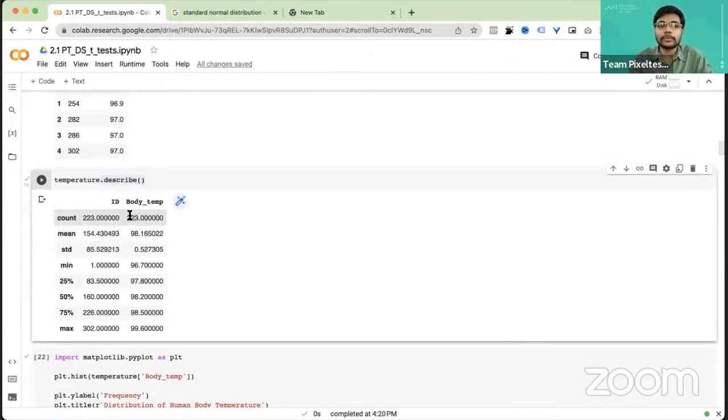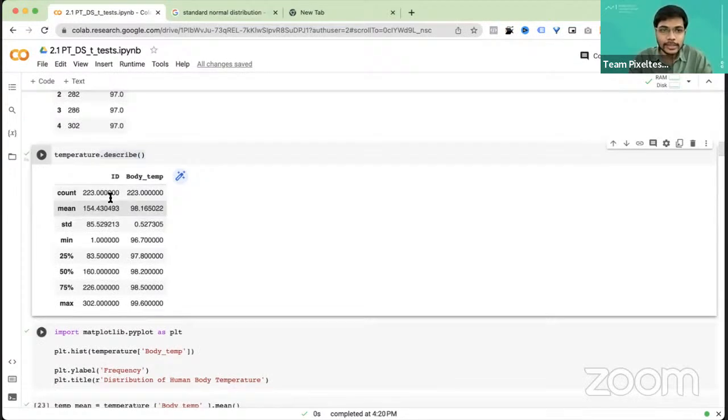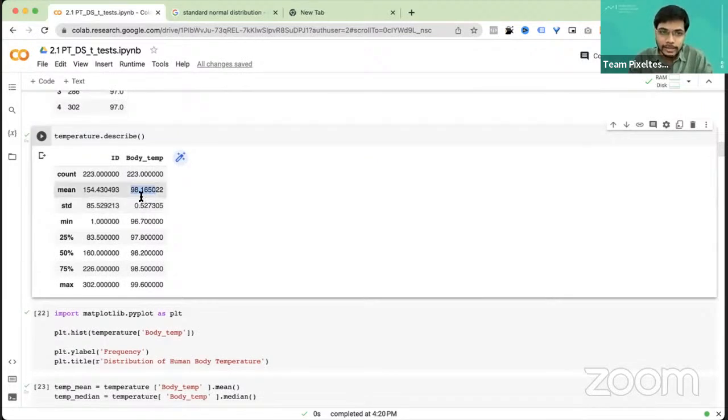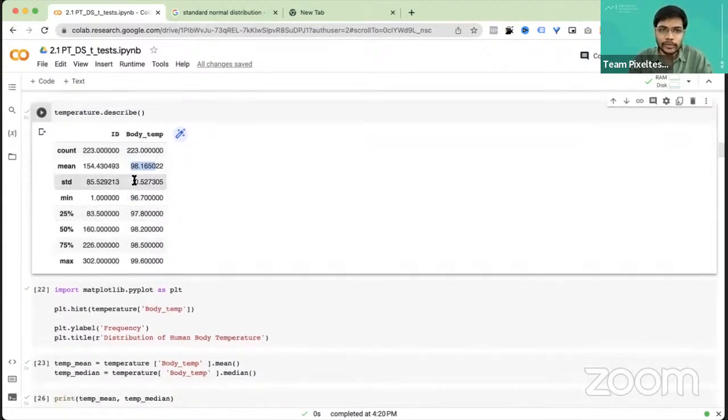Now what we are doing here is the mean of this whole data set. You see this whole 223 people average is coming out to 98 here. And there are other important stats also, which we are not trying to understand right now. The minimum of this temperature was 96.7. The maximum was 99.6. Thank you so much, sir.